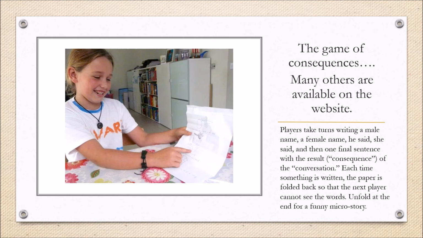So you take turns, 2 people, with a piece of paper. The first person writes a male name and then folds the paper back so you can't see what it is and gives it to the other person. The other person writes a female name, folds that back to the first person to write he said, and then a line of dialogue, folded. The next person writes she said, a line of dialogue, and then folds it. And the final one is the consequence, the result of that quote-unquote conversation, and then you unfold it, and it's a ridiculous micro story. So that's an interesting one to get kids who really don't like writing to write because they have to get the punchline.